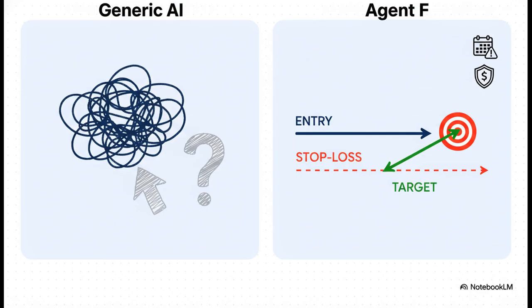It even calculates your risk down to the dollar based on your account size, and, this is huge, it warns you about the big FOMC meeting that's just 2 hours away. See the difference? One is basically a guess. The other is a professional plan.